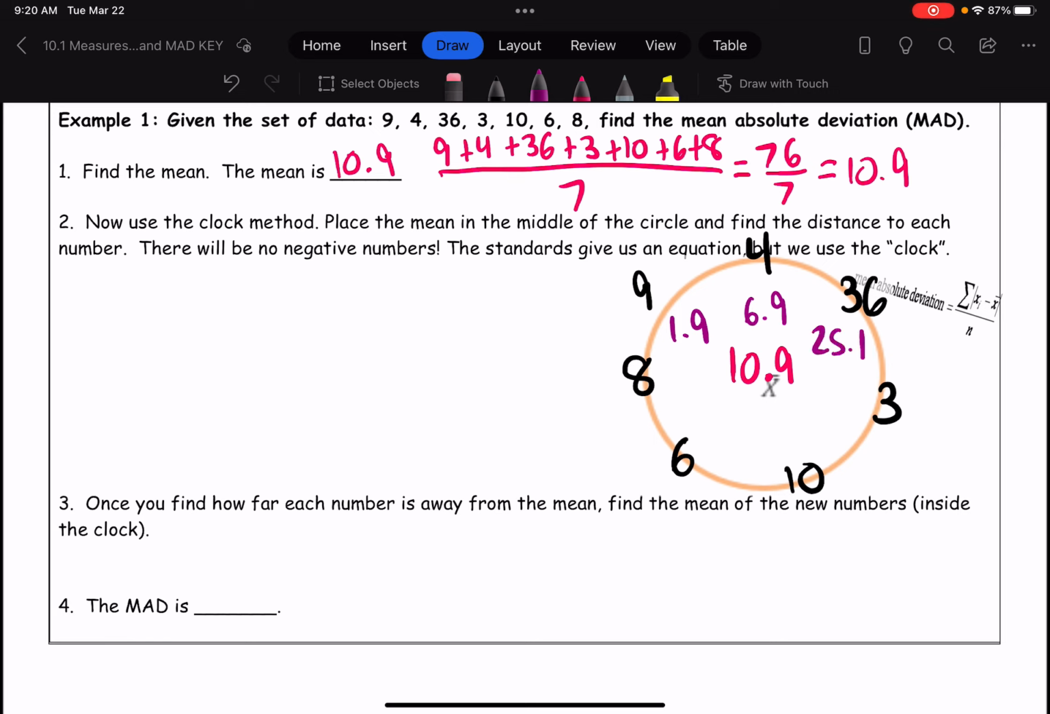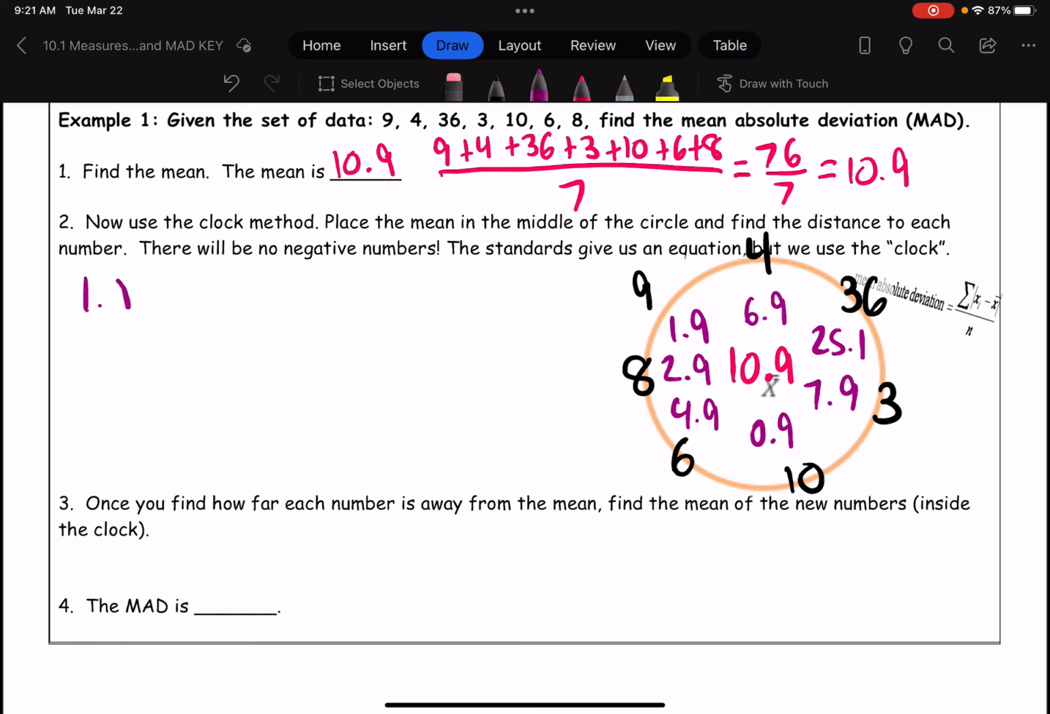Then I could do 10.9 minus 3, and the distance between these are 7.9 units. The distance between 10.9 and 10 is 0.9 units. The distance between 10.9 and 6 is 4.9 units. And then the distance between 10.9 and 8 is 2.9 units. So you should have 7 distances here. So we've got 1, 2, 3, 4, 5, 6, 7. We're good. We are now going to find the mean of these distances.